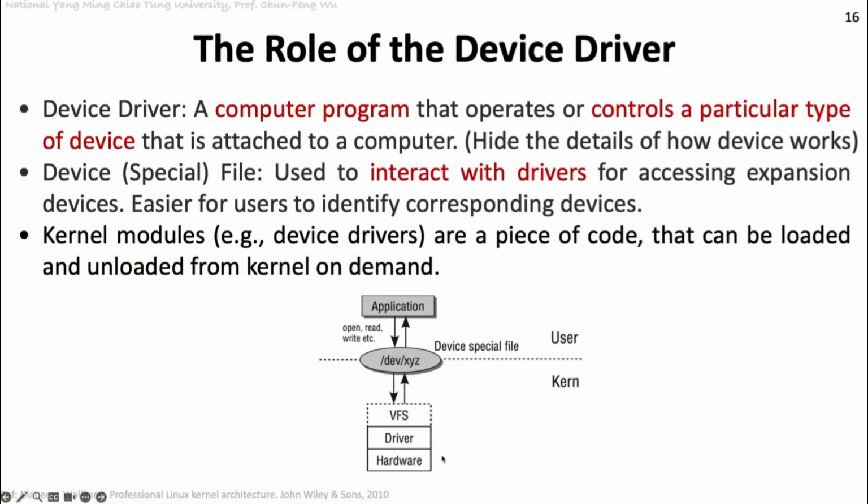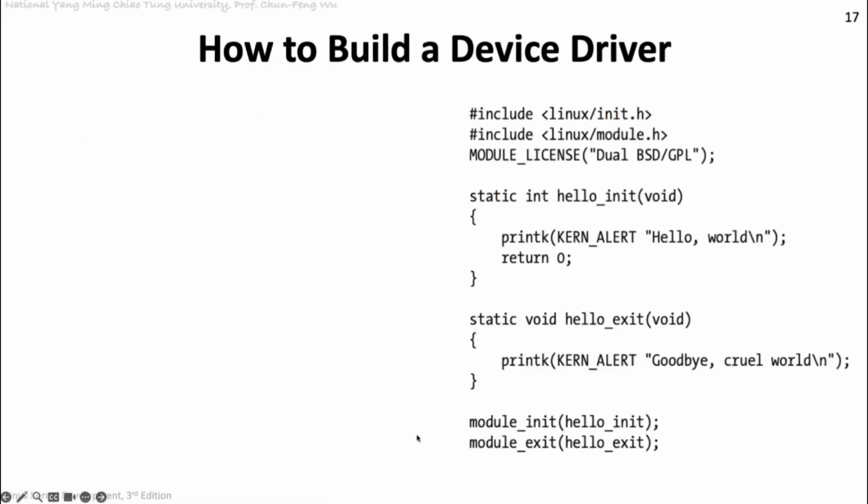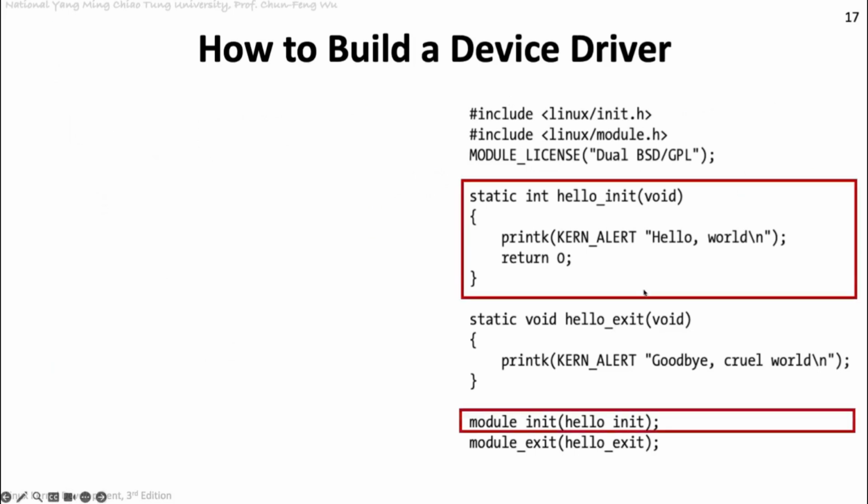So let me briefly recap. Kernel modules, just like device drivers, are a piece of code, so they can be loaded and unloaded from the kernel on demand. A device driver is also a piece of code, but it looks a little different from general OS kernel code, because it is more structured. Their structure is quite clear. So I'll give you an example of a device driver. The structure here is like this.